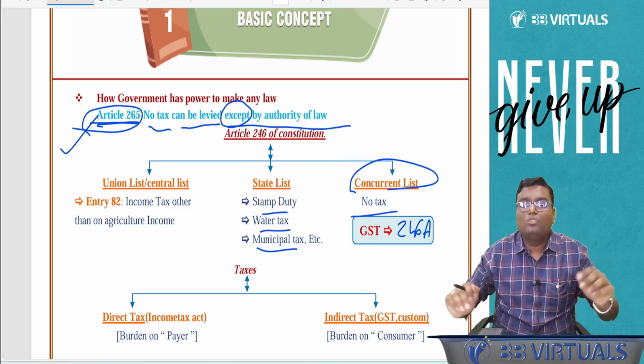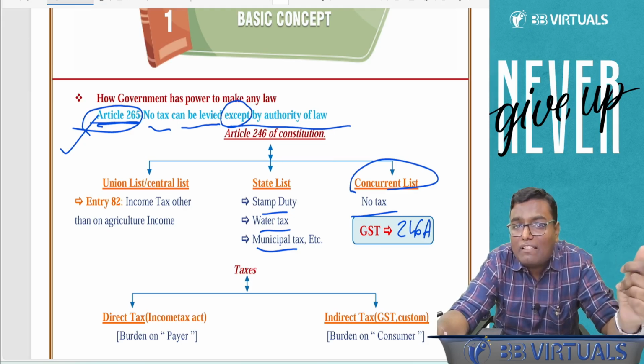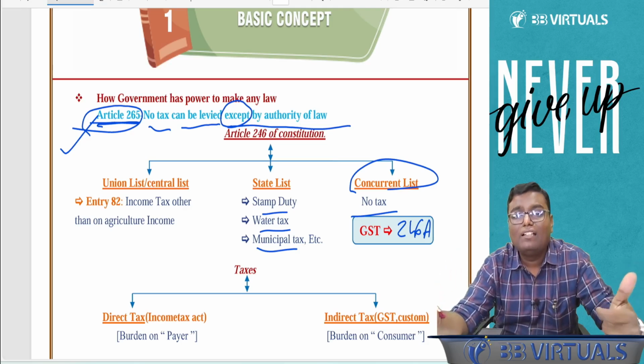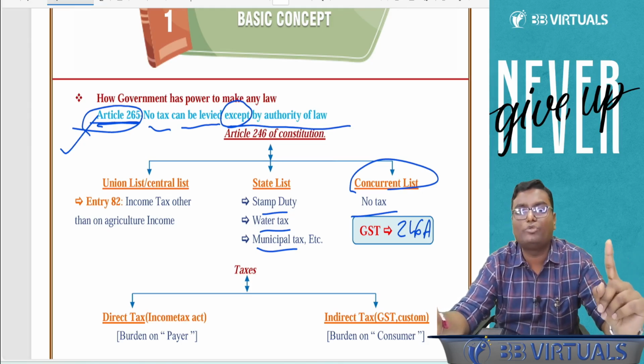So if I ask you, collection of income tax is through which article? Article 246. GST is collected from which article? Article 246A. Income tax collection is through which entry? Entry number 82 of central list of article 246 of constitution.